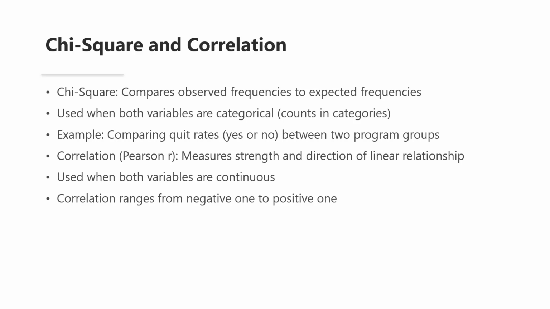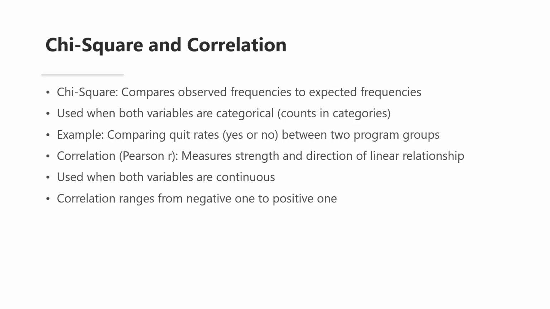For example, suppose you want to compare smoking quit rates between a treatment group and a control group. The outcome is categorical, either the participant quit or did not quit. You cannot calculate a mean for this type of data. Instead, you count how many people in each group quit and how many did not, and the chi-square test determines whether the proportions differ significantly between groups.